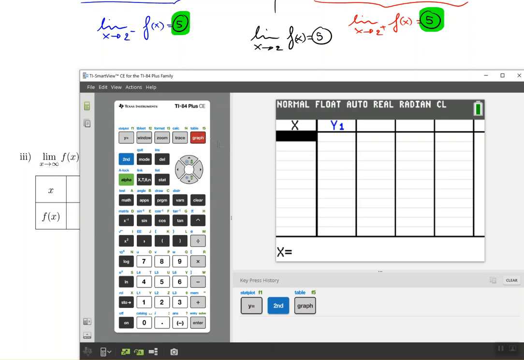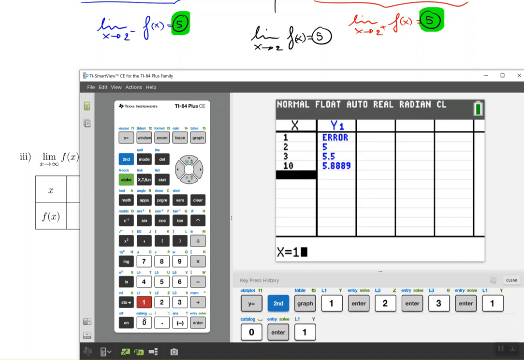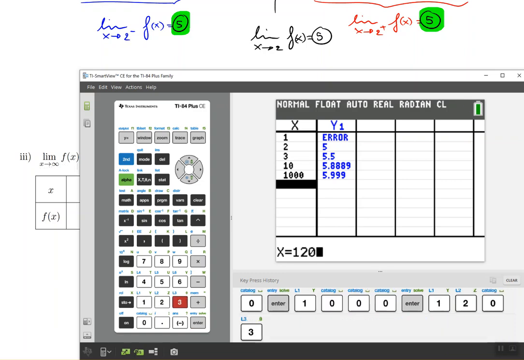So to say approaching infinity, that means the numbers have to get larger and larger. So I can start with 1, but that's not very big. I can plug 2, I can plug 3, but you know what? Let's make it bigger. 10, 100, 1000. You know, pick random really big numbers and just plug them all in.